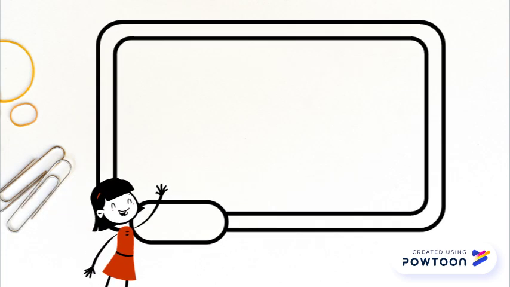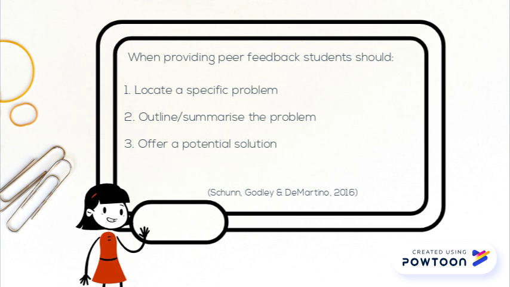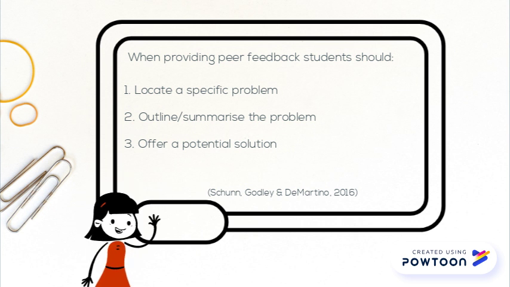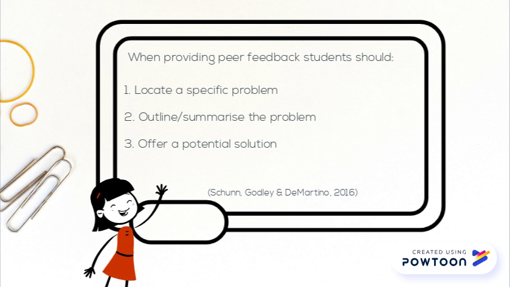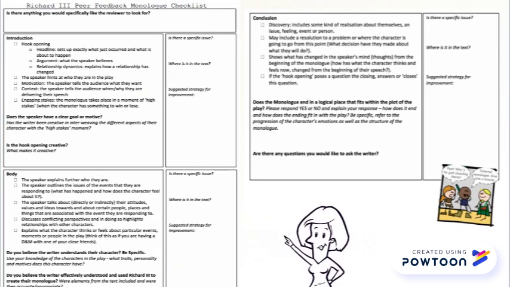Students should be directed towards identifying a specific problem within the writing. Thus, peer feedback should not be used as merely an editing tool, but rather to pick out larger conceptual or structural problems. Through peer feedback, students should locate a specific problem and offer a potential solution, including and outlining a summary of the issue. It can also be helpful to provide students with the marking criteria for their assessment task, or a simplified criteria sheet or checklist.